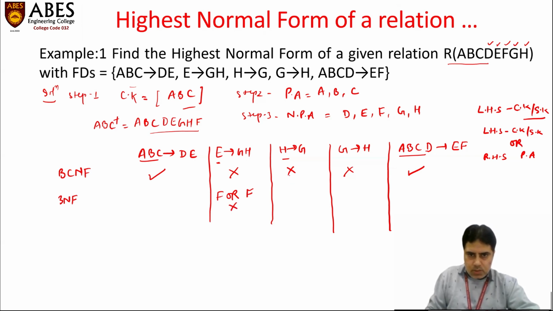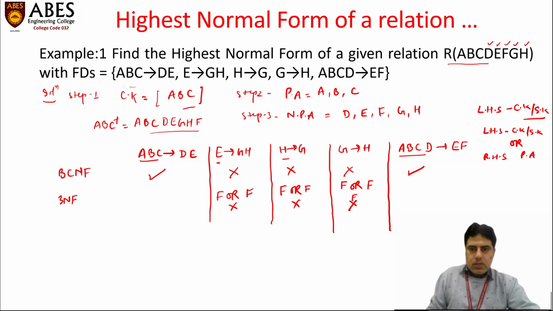Now check this one. Is H the candidate key? False. Or is G a prime attribute? No, false. So this is also not in 3NF. Now check this one. Is G the candidate key? False. Or is H a prime attribute? False. So this is false.